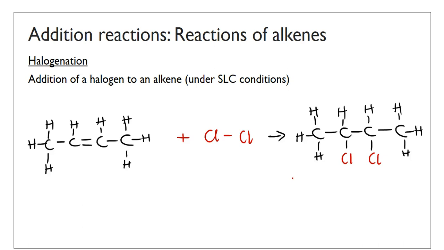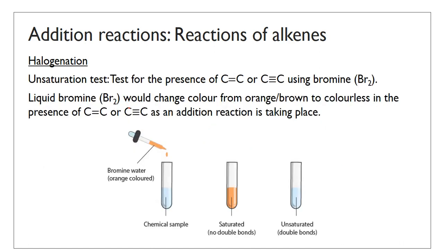Okay, so that's addition. Obviously, if I replace this with Br2, then you can have Br here and Br here. So it's not just chlorine, it could be chlorine or Br2. A little bit on fluorine. We'll not talk about fluorine and iodine too much, but a spin-off, if you will, of halogenation is what is called the unsaturation test. And the unsaturation test, as the name suggests, is a test for unsaturation. Essentially, it's a test for the presence of a CC double bond or CC triple bond in an organic compound using bromine.